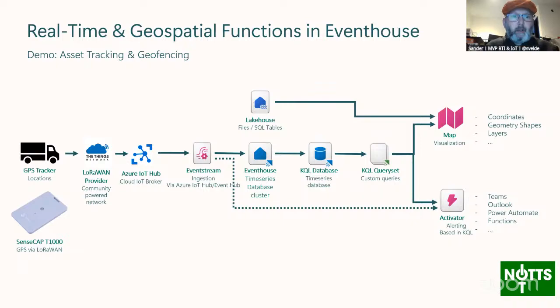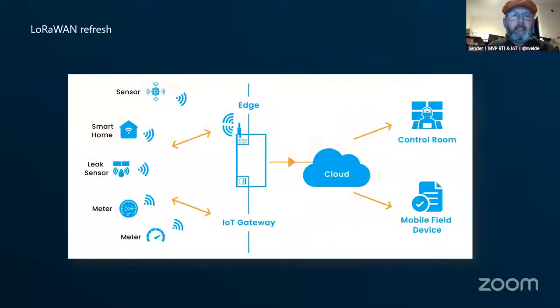And if the data comes in, we will send it into Fabric, where we ingest it, store it in a database, query on it, and start working with a map or with Activator for alerting. And this will also be seen in a moment.